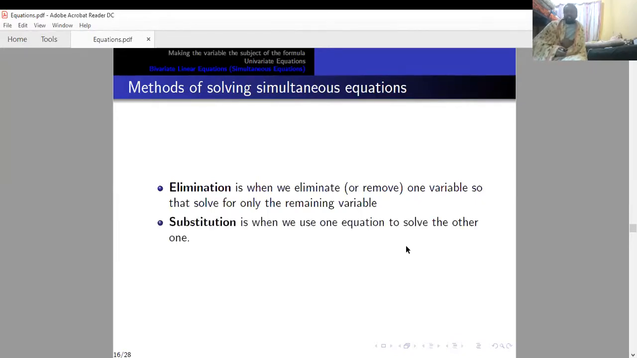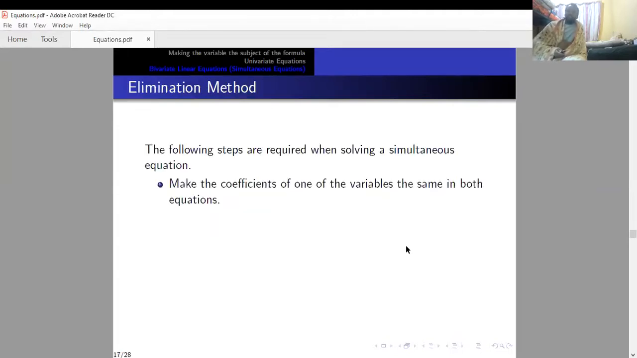The second method is the substitution method, where you use one equation to substitute for the other. But of course, we'll see to that.